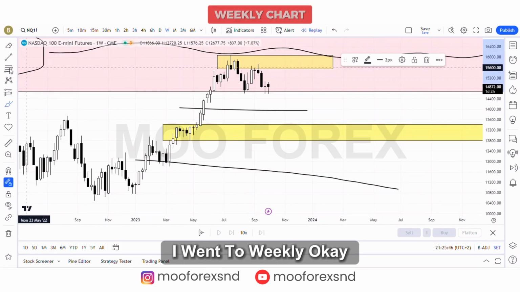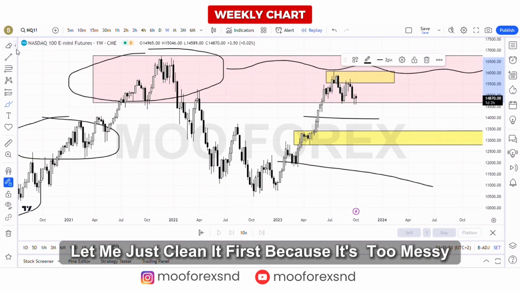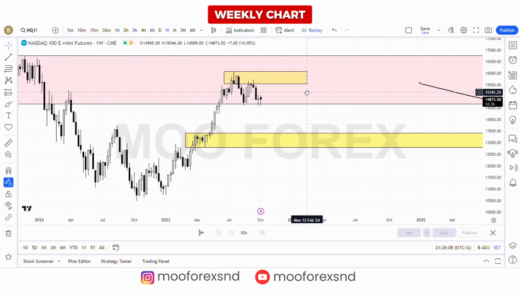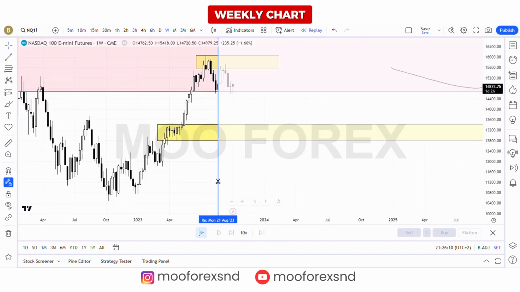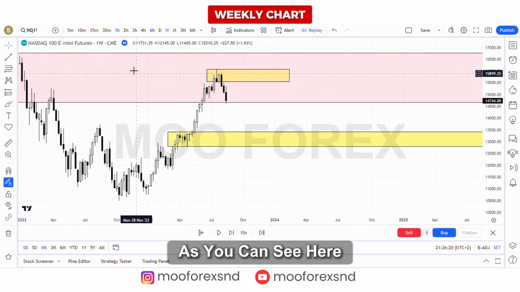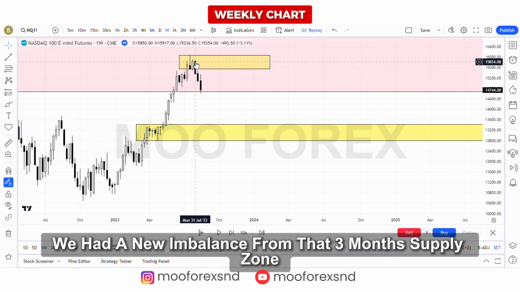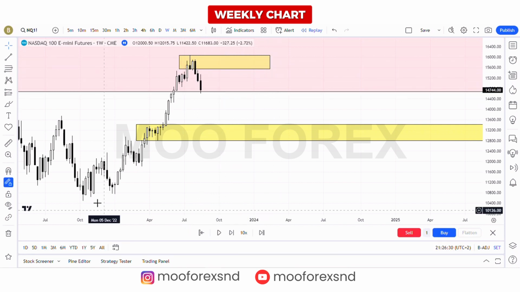So when price actually reached this red area, the 3 months supply zone, I went to weekly. Let me just clean it first because it's too messy. So now I am in the weekly chart. As you can see here, in that weekly we had a new imbalance from that 3 months supply zone.